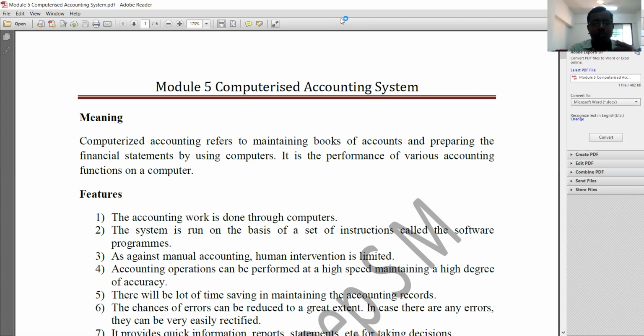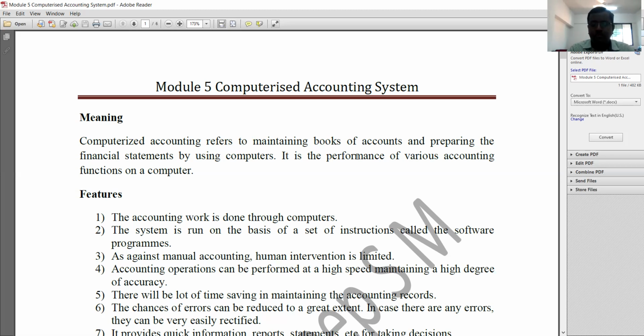So let's see the exact meaning of computerized accounting system. It refers to maintaining books of accounts and preparing financial statements by using a computer. Earlier, manually, we used to maintain accounting records with the help of journal and ledger, and later prepare final accounts with the help of trial balance. Now we do those same things with the help of computers. That is called computerized accounting system. Once again, the meaning: it is maintaining books of accounts and preparing final accounts with the help of computers.